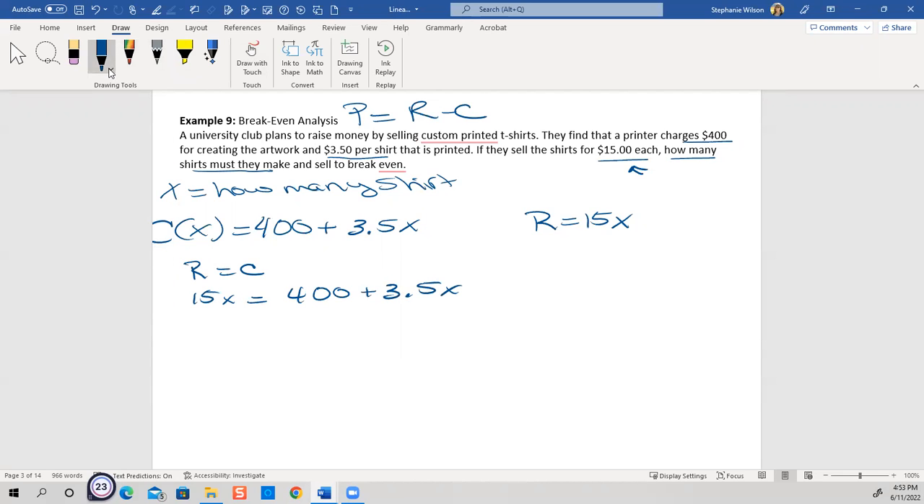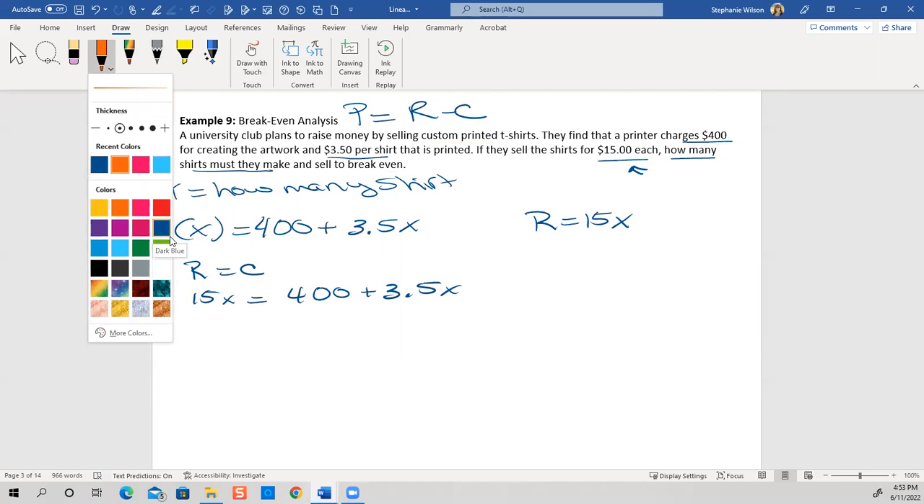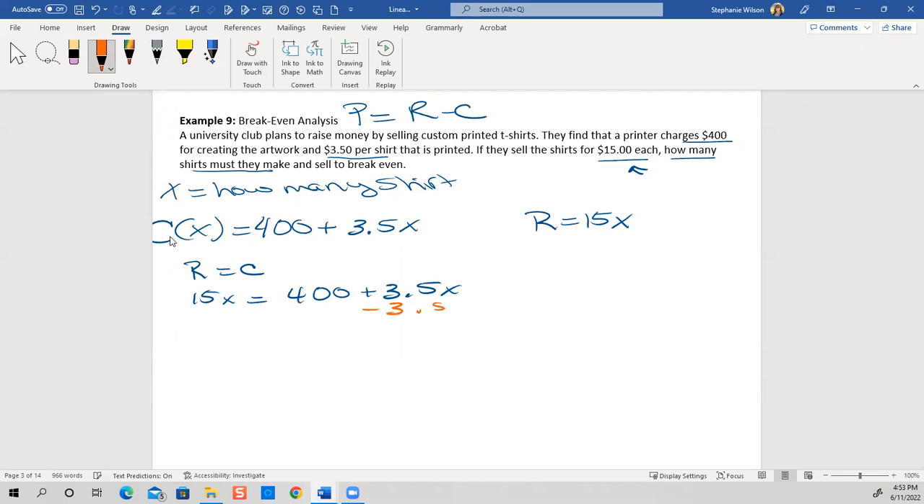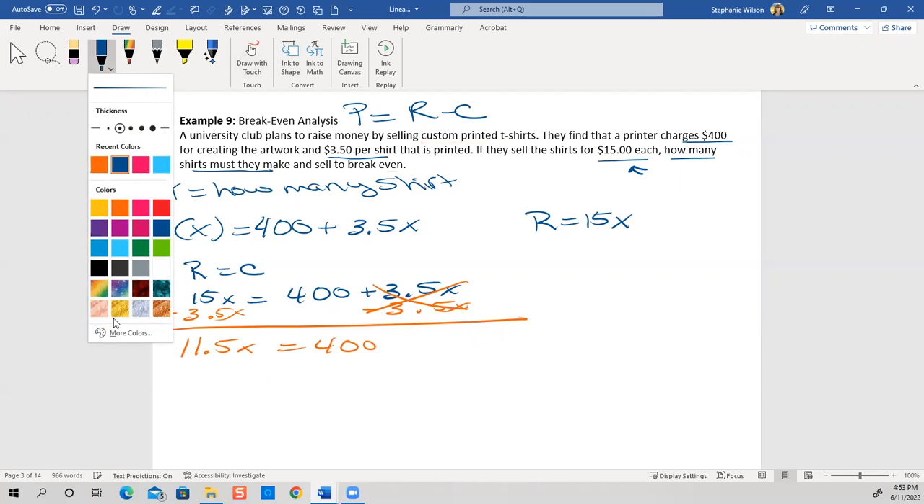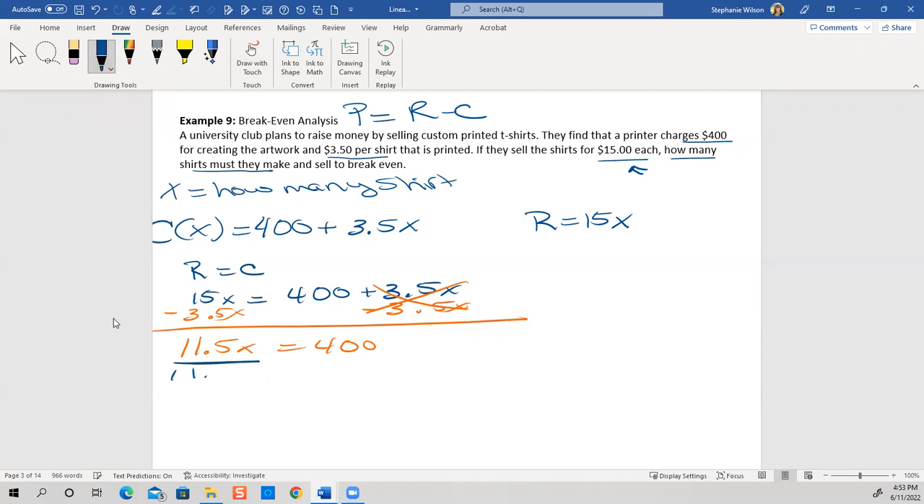And I need to get the 3.5x to the other side. Since it's positive, I'm going to subtract it. What we do to one side, we do to the other. Solving this, I get 11.5x is equal to 400. The coefficient on x is 11.5, so I need to divide by that to undo it and get x by itself. So now I have x is equal to 400 divided by 11.5.